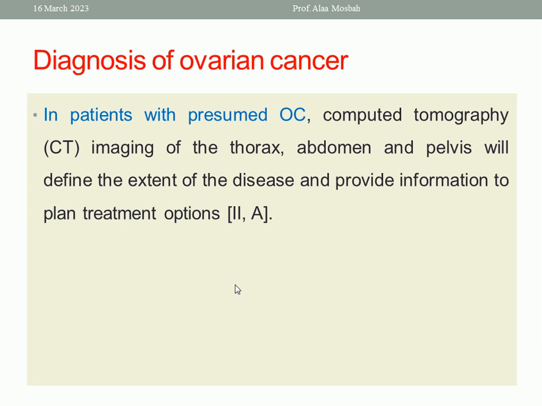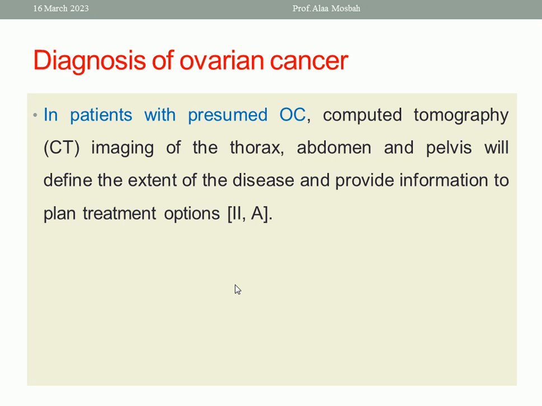Also, you should search for human epididymis protein 4. As I said, you can use the ROMA algorithm, risk of ovarian malignancy. This score can give you data about suspicion of malignancy. And human epididymis protein 4 carries higher specificity than CA125, as I said before. So using both of them is important, as in the ROMA algorithm. Okay? What else, next step?